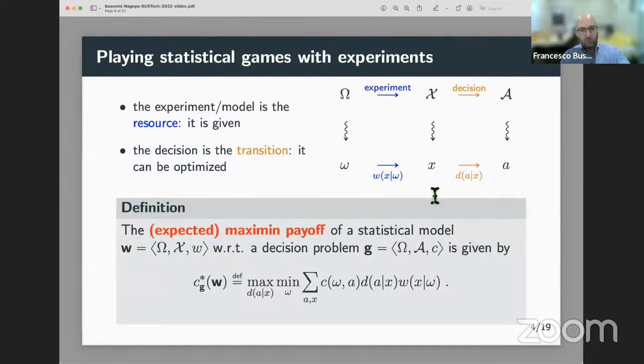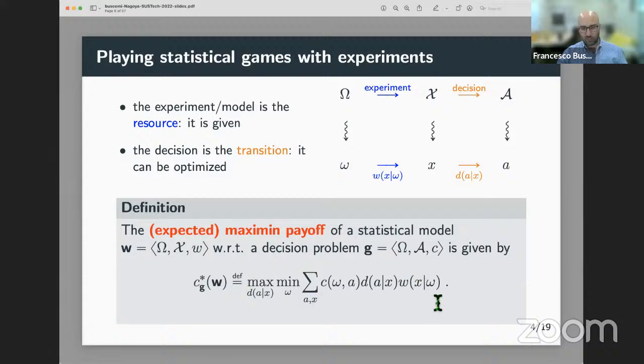So now, what is the expected payoff? Say that you are given an experiment, okay, to play some statistical game. How much would you be happy to pay for that experiment to be done? There are various ways to quantify, of course, the amount of money that one is able to pay in order to increase the probability of a correct decision. This is one. So this is the expected maximum payoff. And it is defined as follows.